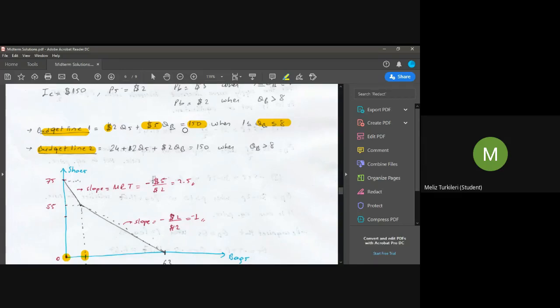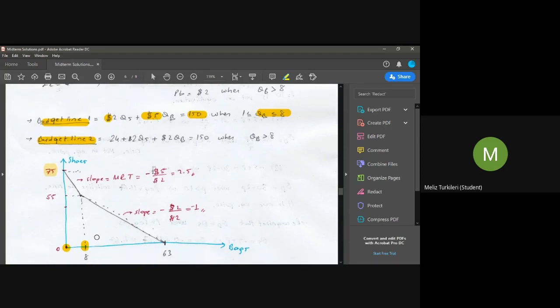Recognize that when the quantity of bags is equal to 0, then we only have $2 multiplied by the quantity of shoes, which is equal to 150. If we find out the quantity of shoes, we will show that if we do not have any bags, we can buy a maximum of 75 shoes. Okay, I found this information from this budget line.